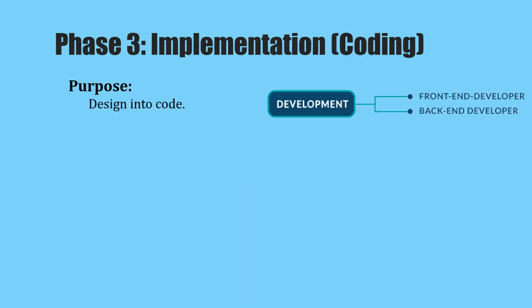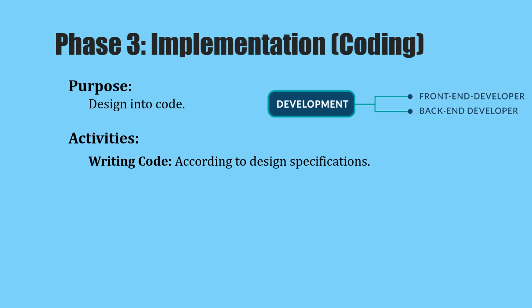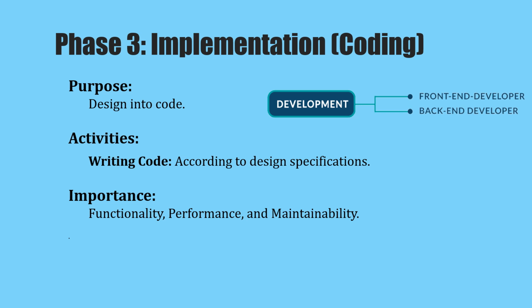Phase 3, implementation, also called coding. The purpose is translating the design into actual code. Activities are writing code in the chosen programming language according to the design specification, ensuring adherence to coding standards and best practices. The importance is that the quality of the code directly impacts the software's functionality, performance, and maintainability.